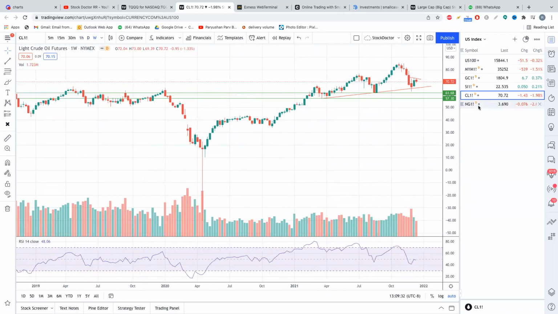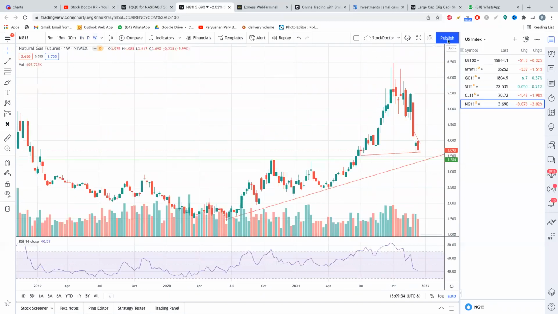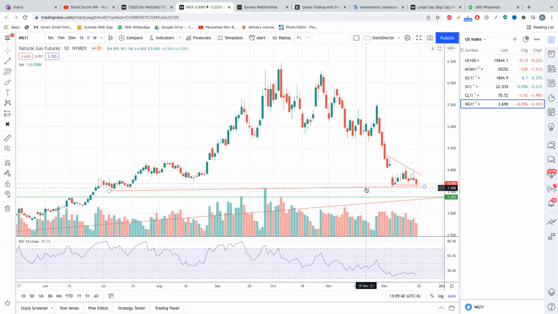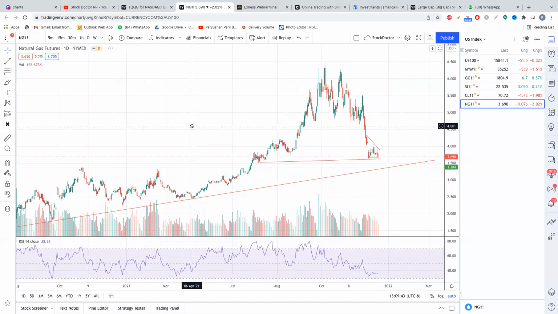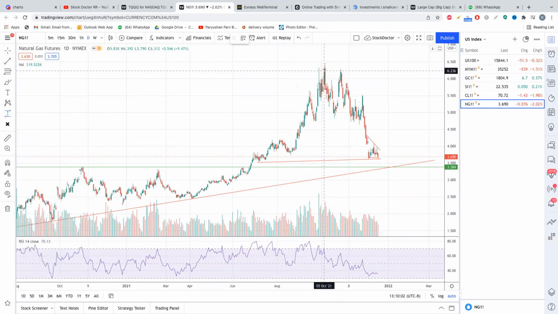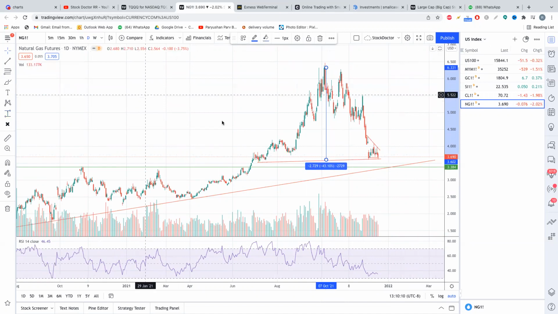Now the next we have natural gas. For natural gas, let's see the daily time frame. On the daily time frame, you can see natural gas almost traveled from 6.5 to 3.69 in the last 2 months. It gave a very good correction. Price range from 6.3 to almost 3.6, almost 43% downside.